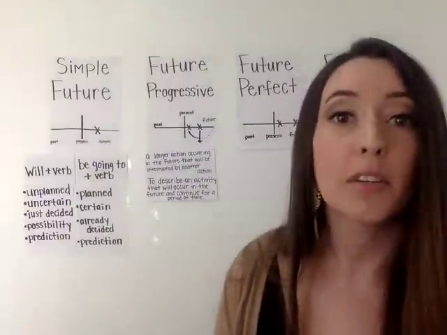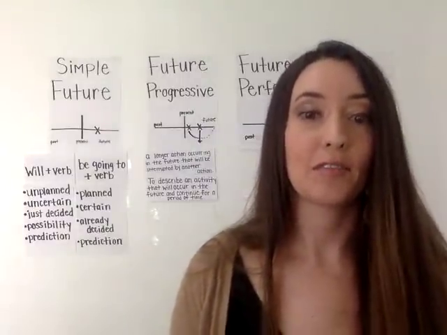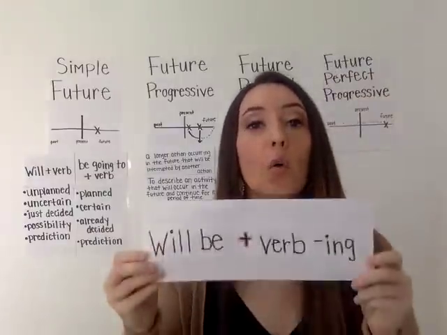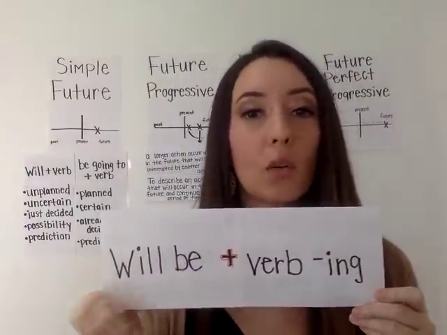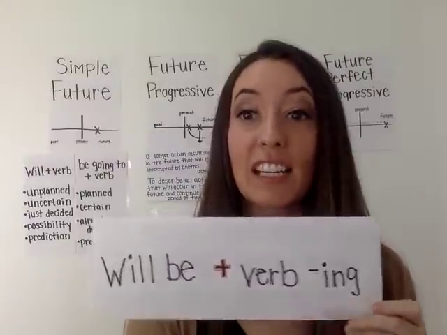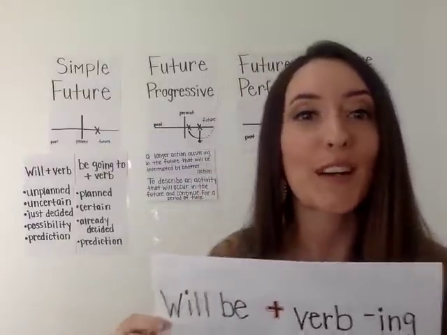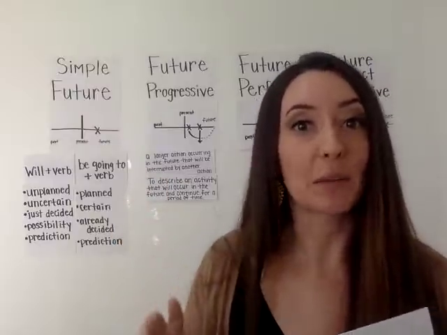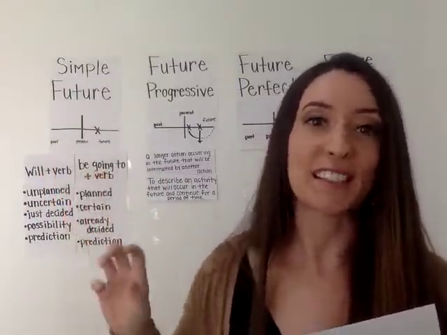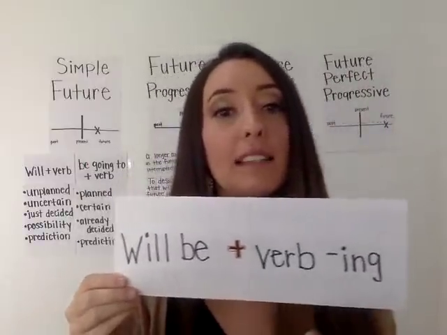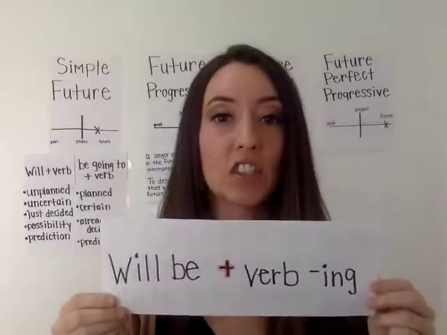How do we form future progressive? Will be plus the verb ending in ing. I see some comments. Future progressive is also called future continuous. So we use both names, future progressive, future continuous. They are the same thing. So will be plus the verb ending in ing.